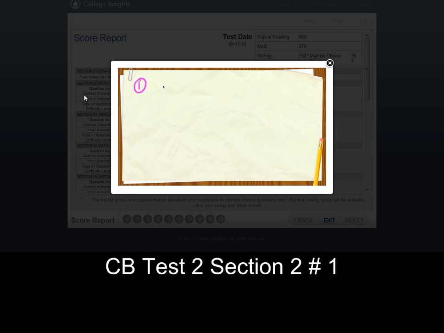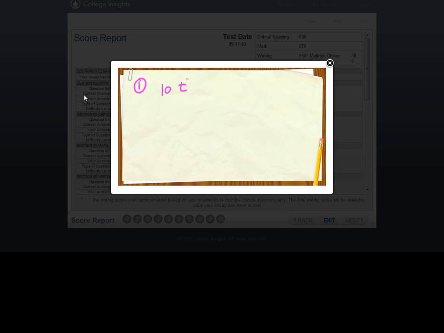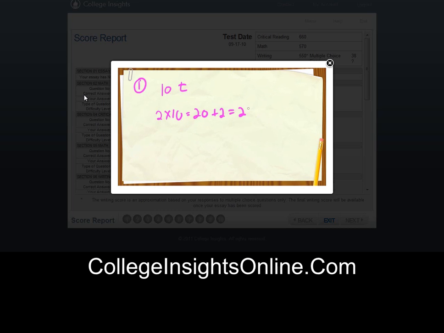The rule here is that each term is twice the previous term plus 2, basically. So twice 10 is going to be 20, plus 2 equals 22, and that's answer choice D.